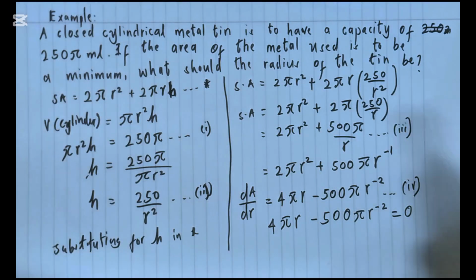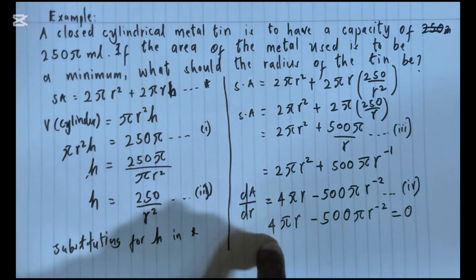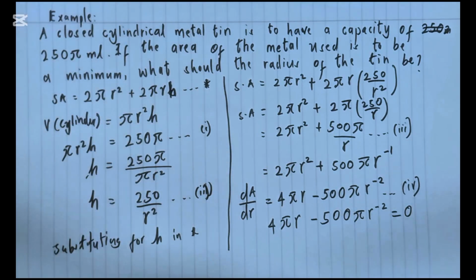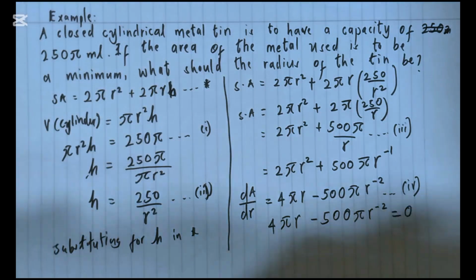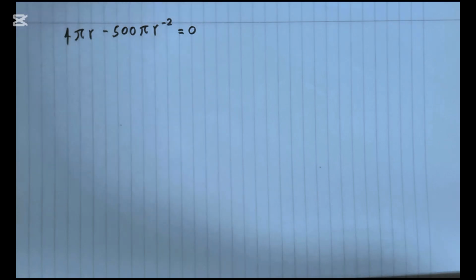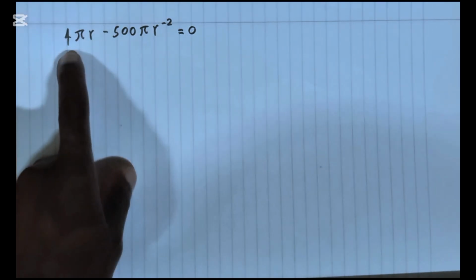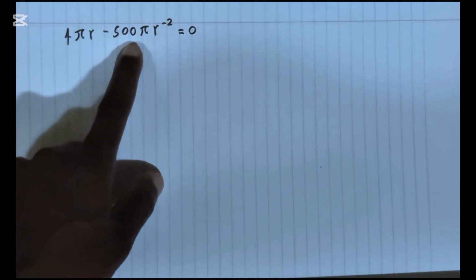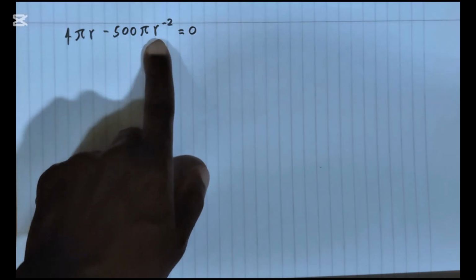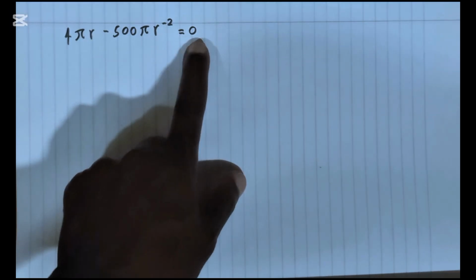So notice that our aim is to find the value of r, and we're going to find the value of r from this particular equation here. Now, let me show you how we're going to do that. So we are having 4 pi r minus 500 pi r raised to negative 2 equals 0. I want to write it in a form that you will easily understand, then it will be easy to relate to.